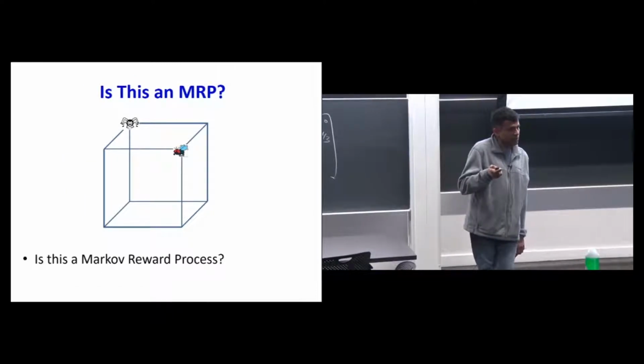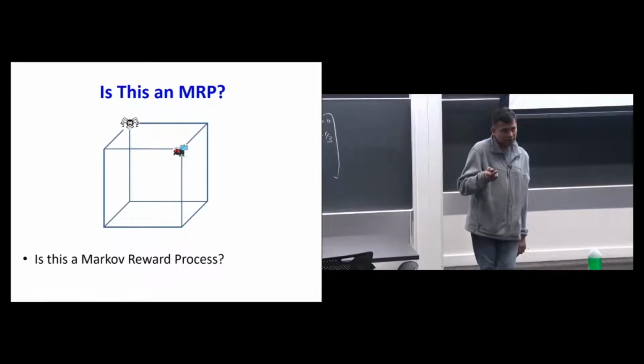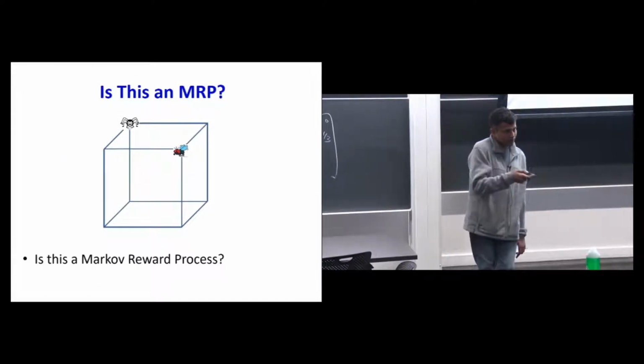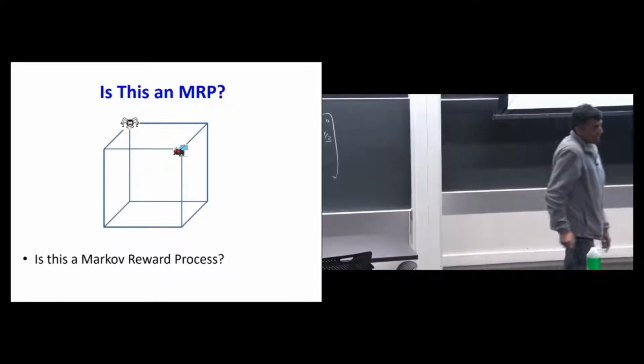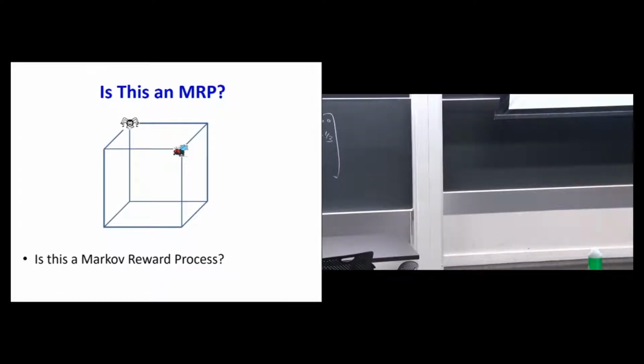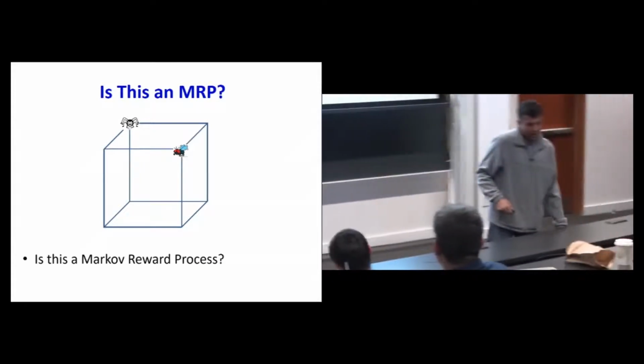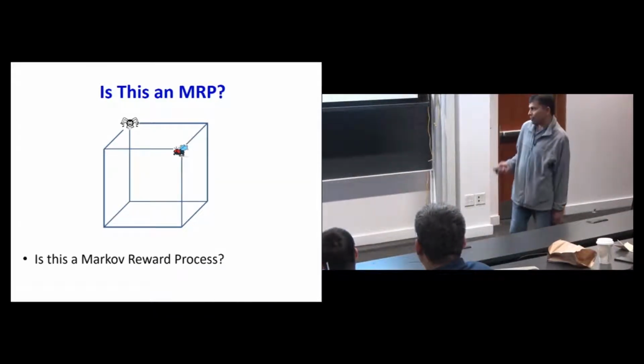What about this one? Is this a Markov reward process? Yes. How? Allow zeros, 1. There are no rewards at seven of the states, and there's a reward of 1 at one state, but it's still a Markov reward process, right? You're giving it a reward.